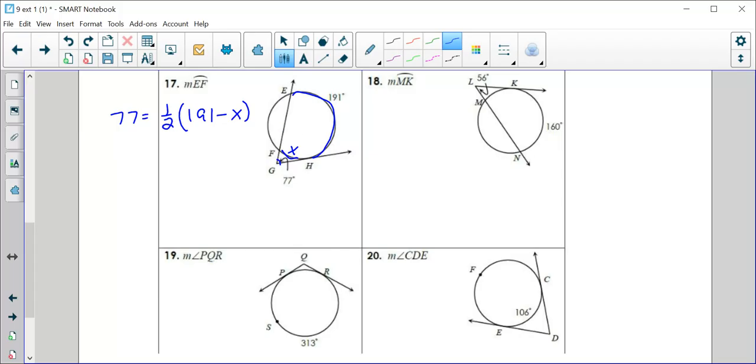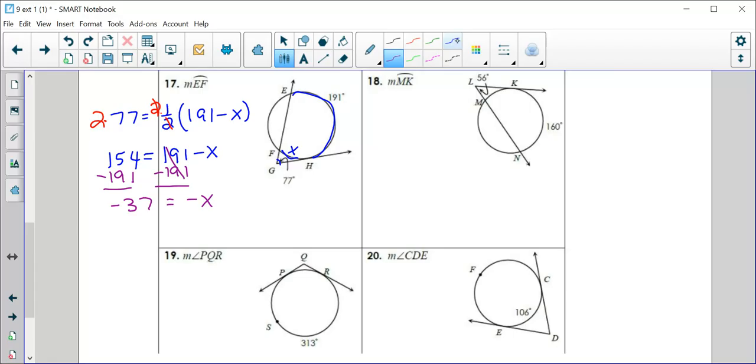So I would multiply by 2 right away to get 54. So we went times 2 to cancel that out, times 2. And then 154 equals 191 minus X. Now this one kind of seems weird for a minute because when I subtract 191, I'm actually going to get a negative number. So I get negative 37 equals negative X.